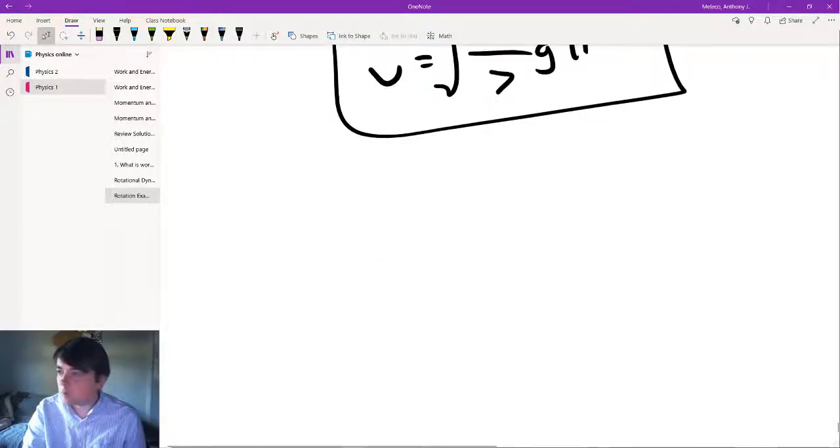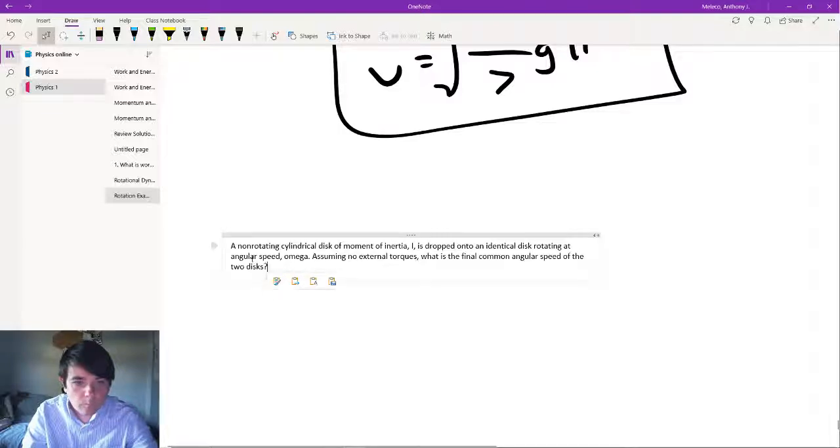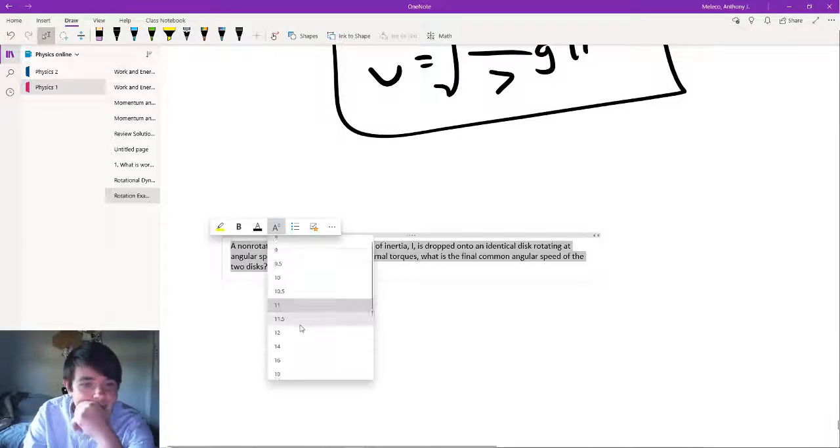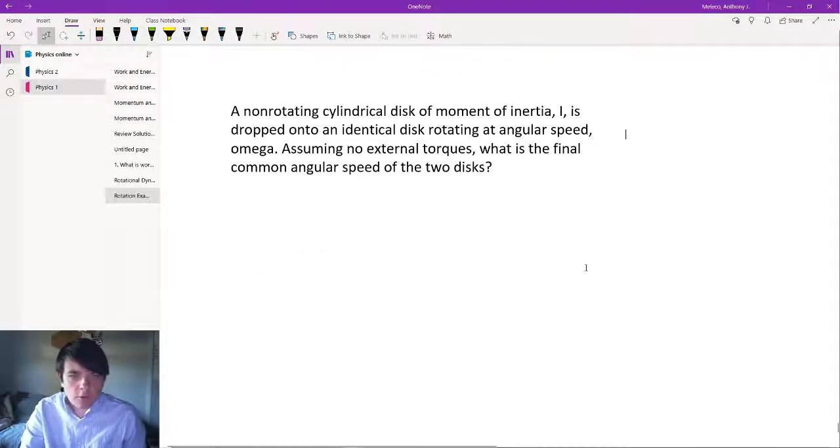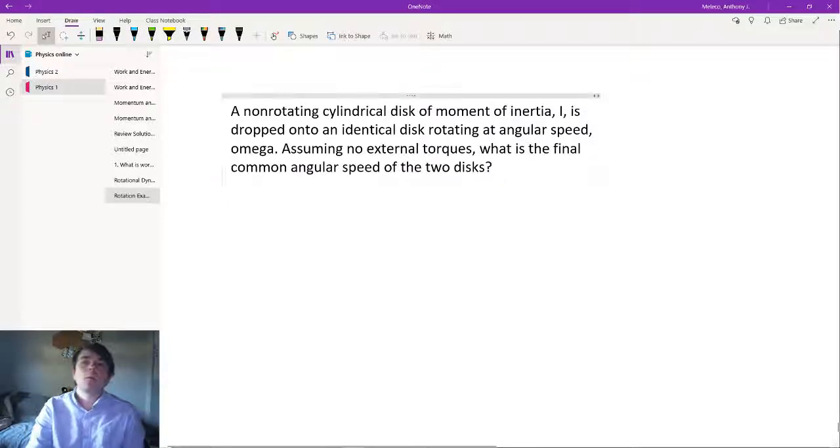Okay. So now the last type of problem that we're going to cover is a conservation of momentum question. Okay. So we've done everything else, and this is the last question for this lecture. A non-rotating cylindrical disk, this will tell you about the moment of inertia, but it's given in terms of I, so we may or may not need that later.